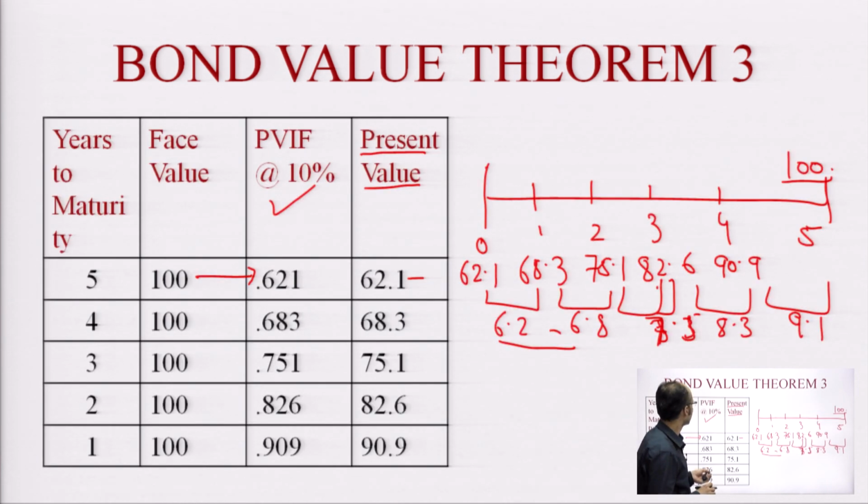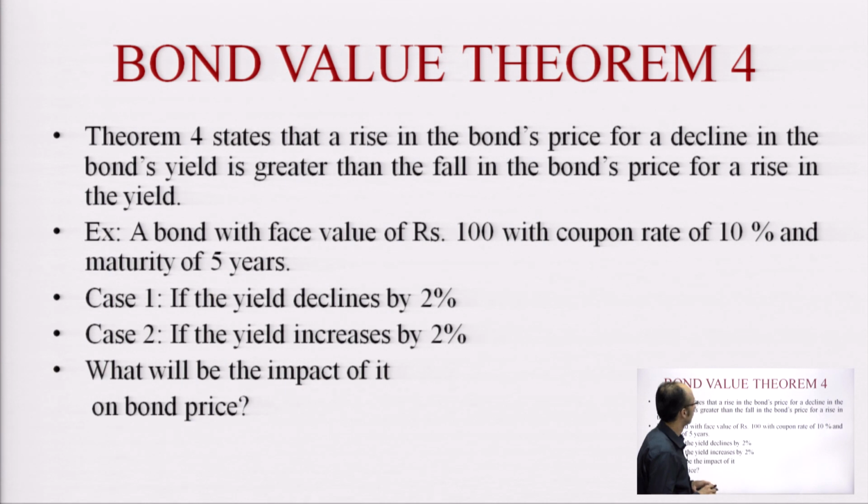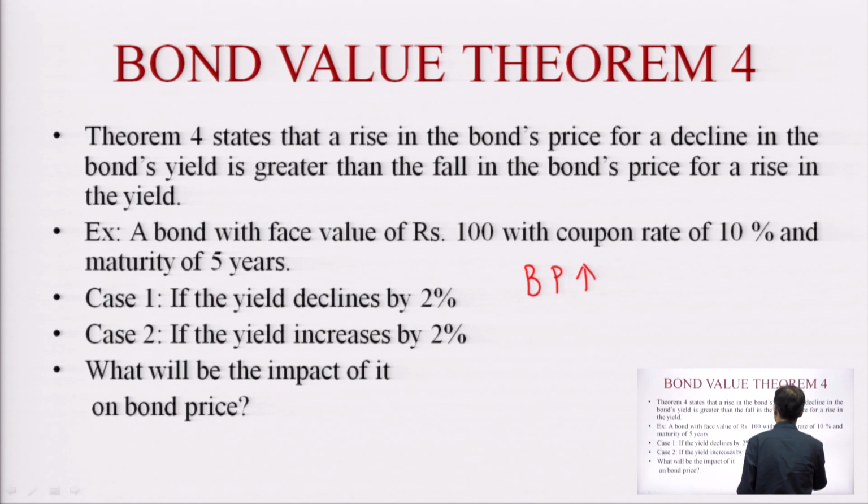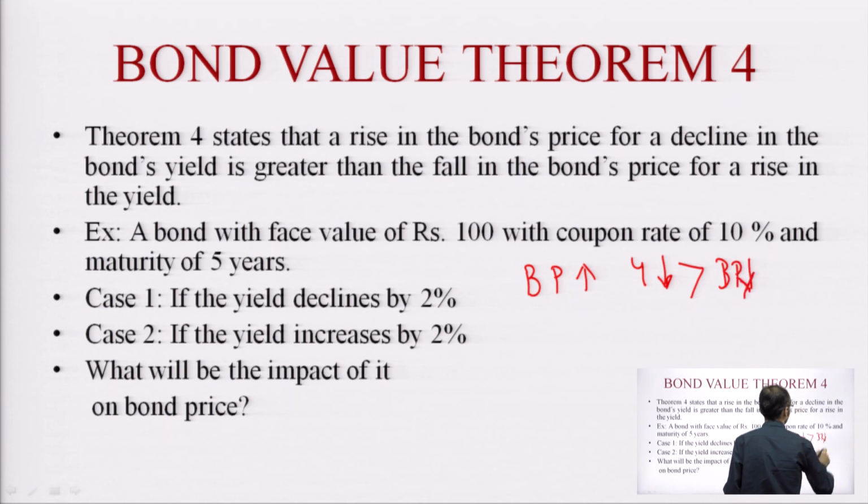Now we move on to our fourth theorem. What does the fourth theorem state? The fourth theorem states that a rise in the bond price for a decline in bond yield is greater than the fall in the bond price for a rise in the bond yield.